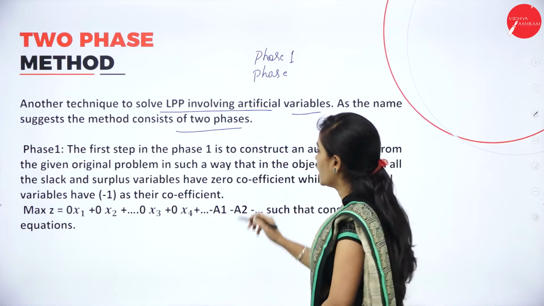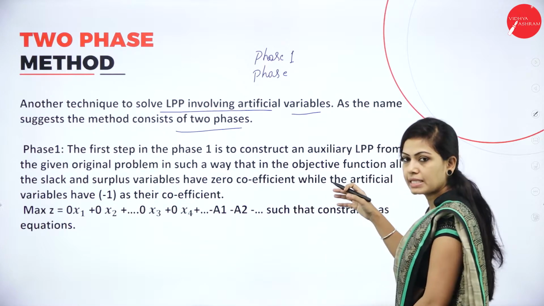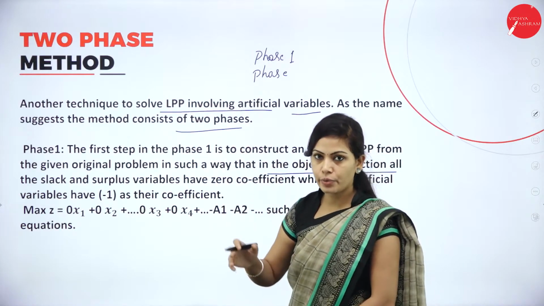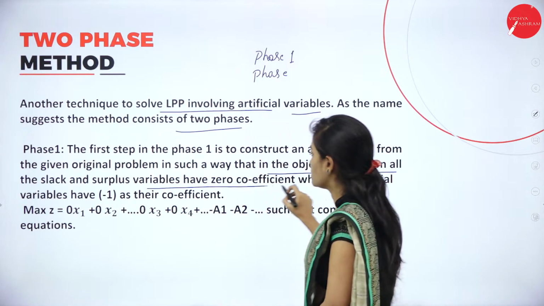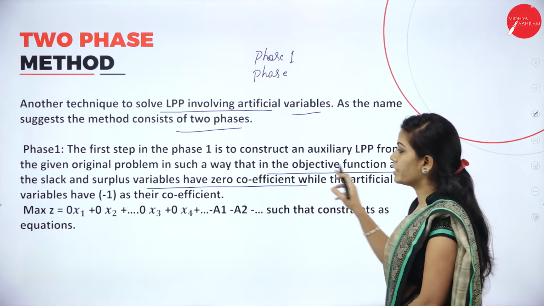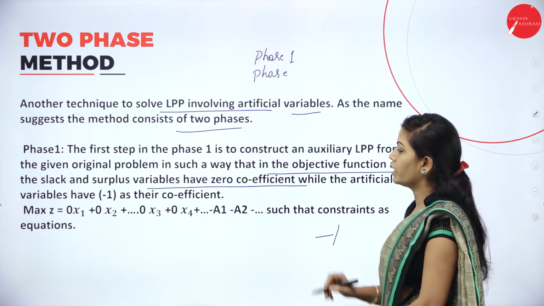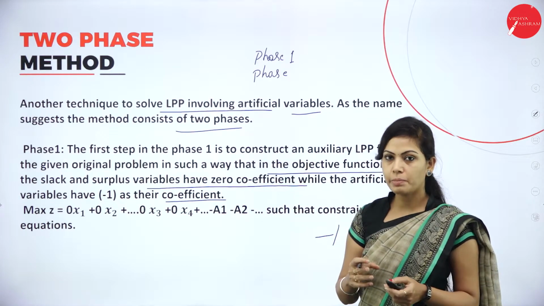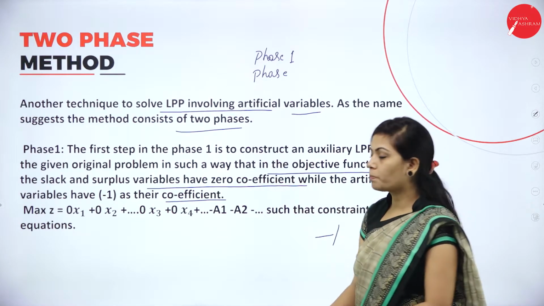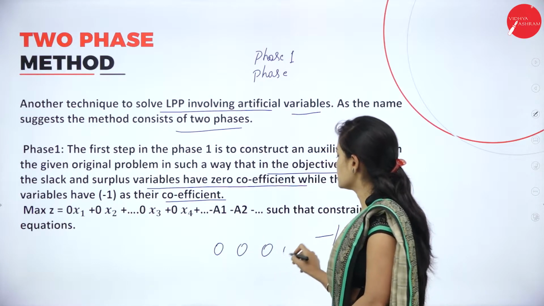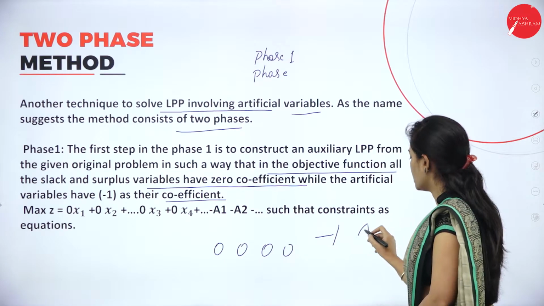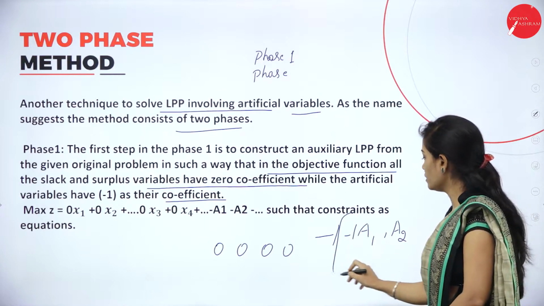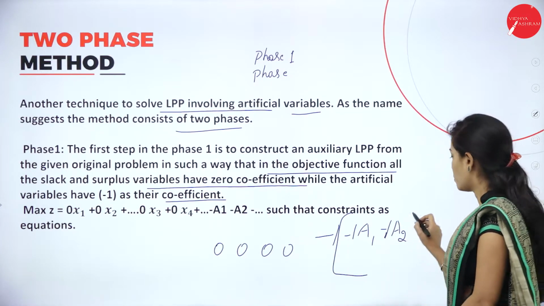What is the first phase? In first phase, we have to construct an auxiliary variable in such a way that in the objective function, all the slack variable and surplus variables have 0 coefficient, while the artificial variable have minus 1 as their coefficient. I'll repeat. In phase 1, all the slack variable and surplus variable coefficient should be 0, 0, 0, 0, except this artificial variable. So artificial variable coefficient is minus 1 and artificial coefficient 2 is also minus 1.